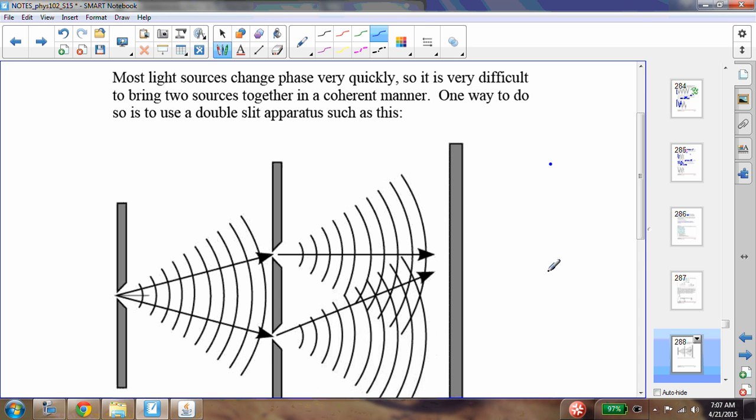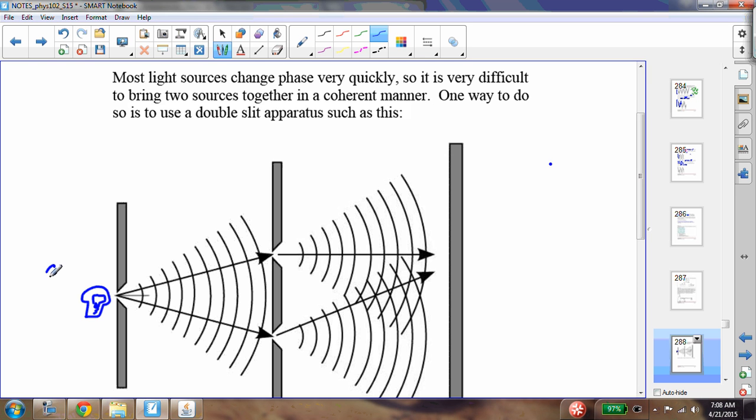Right. Most light sources change phase very quickly, so it is very difficult to bring two sources together in a coherent manner. One way to do this, and Thomas Young did this in his double slit diffraction experiment, is that he took a light source over here. Now, the phase of a light bulb is constantly changing. But if I can split that light bulb and make it two separate sources, then I will have two separate sources for which the phase is constantly changing, but both sources will be changing in the same way.